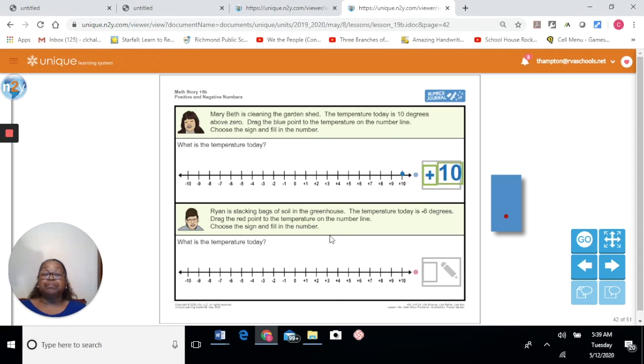Let's read the next one. Ryan is stacking bags of soil in the greenhouse. The temperature today is -6 degrees. If it's -6 degrees, we have to move our dot to the negative number. How about if we move it to -6? That's why I need to have this bigger, because I cannot see. So that's -6 degrees, and we have to represent it as -6.